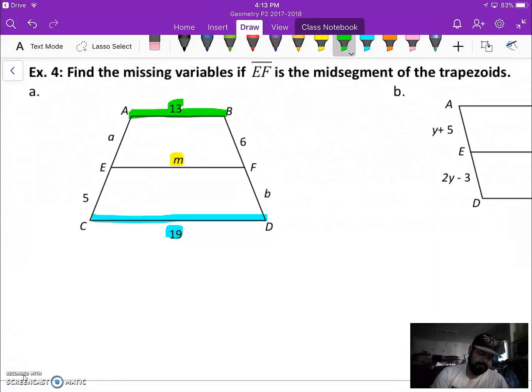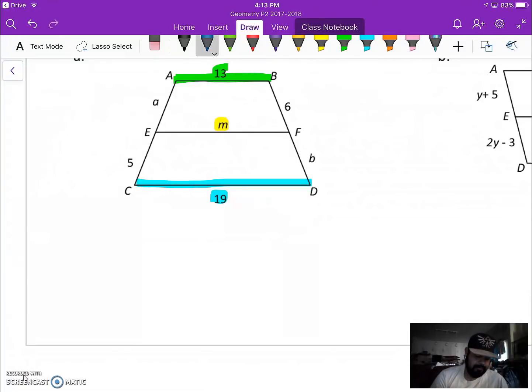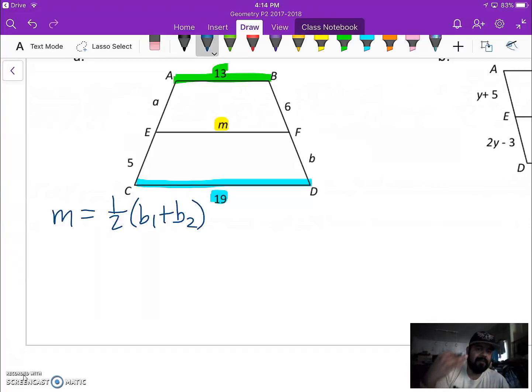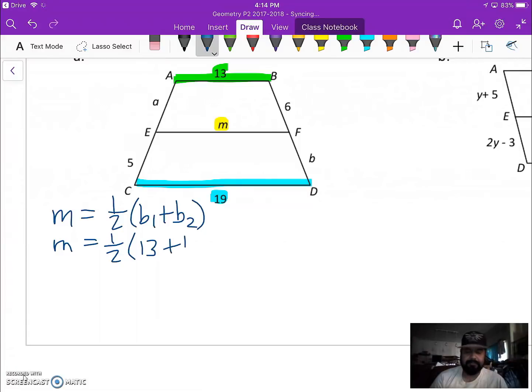So, mid-segment M is going to equal 1/2 base 1 plus base 2. I always write the formula out every time I do this. It helps me see, okay, what do I know? What am I missing? And then from there I just substitute in my values. So again, we are still missing M. But I do know my base 1 is 13. My base 2 is 19.